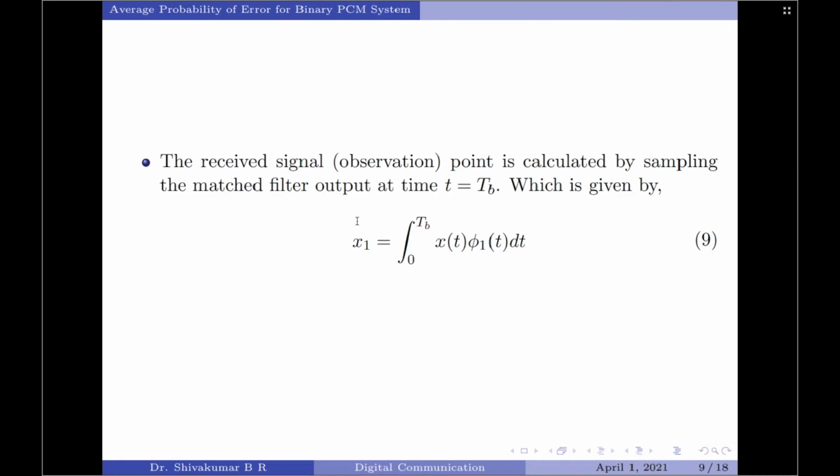However, regardless of which of the two input symbols was sent, the variance of x1 is always equal to N0 by 2, where N0 by 2 is the power spectral density of the channel noise. This concept is taken from our previous discussion titled Response of Correlators for a Noisy Input.